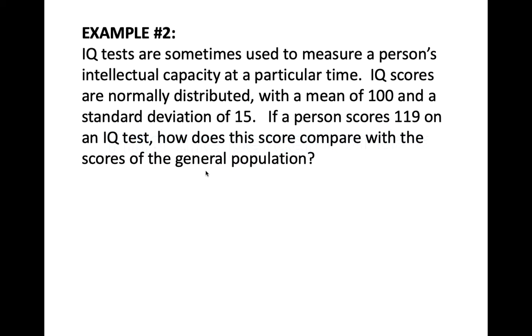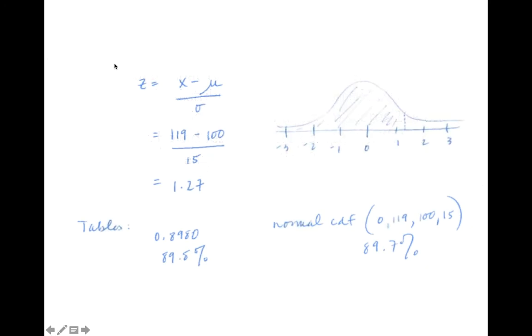The second thing which we often use z-scores for is to figure out the probability of the data, or the information we've been given. So here's a standard question. IQ tests are sometimes used to measure a person's intellectual capacity at a particular time. IQ scores are normally distributed with a mean of 100 and a standard deviation of 15. If a person scores 119 on an IQ test, how does this score compare with the scores of the general population? So we use our formula to figure out what our z-score would be.